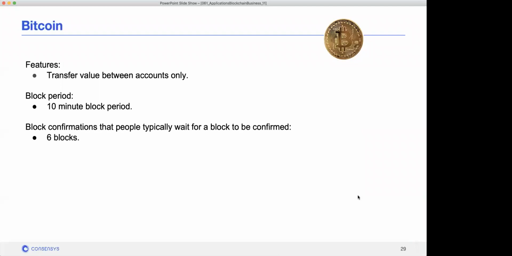So Bitcoin only allows you to do value transfer. That's all you can do. So you can send money from one person to another. And it's got a 10-minute block period. And typically for confirmations, people wait 6 blocks. So that'd be 1 hour to be sure that a value transfer has really gone through. And that 1 hour, it's probabilistic. So it's going to be something like a 1 in a million chance that it won't go through and that things could be reorganized. So if the transfer was for $1 million, you might want to wait 2 hours.